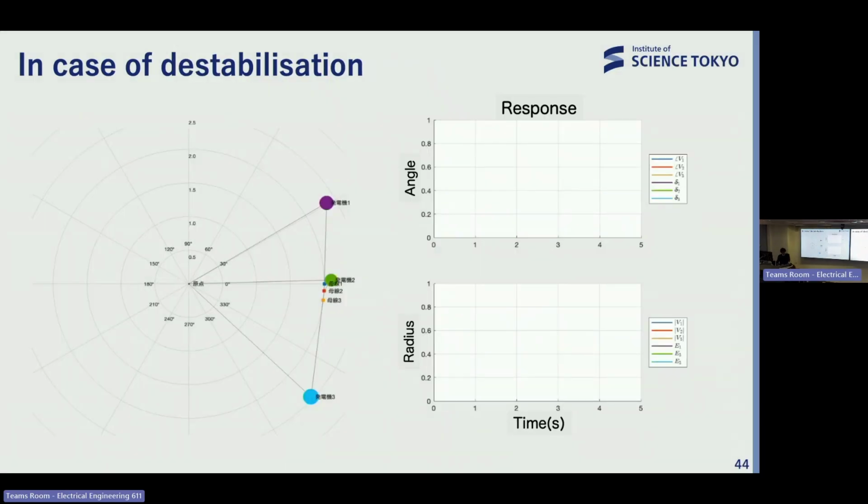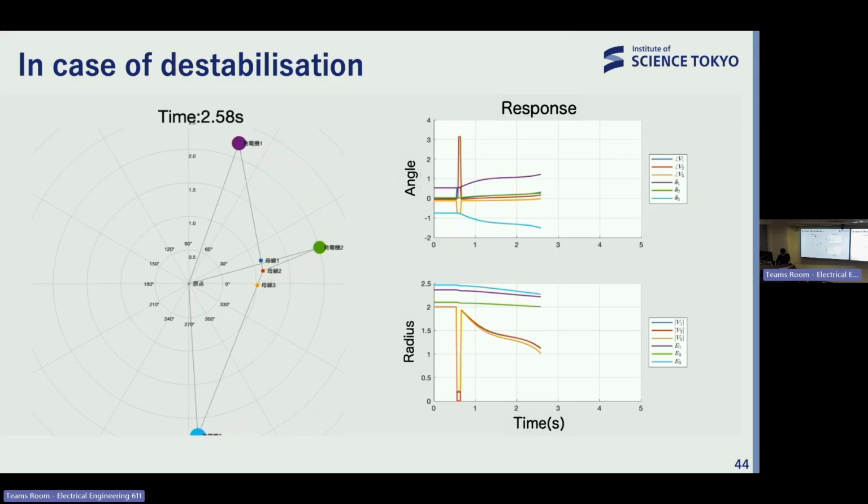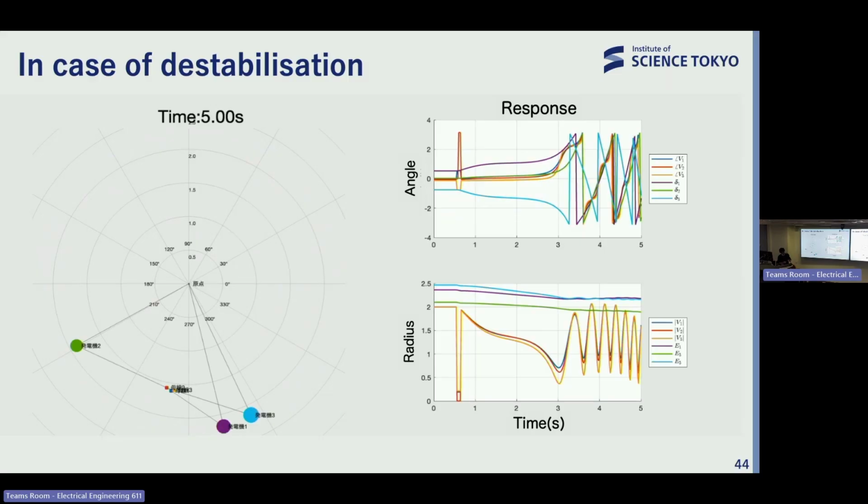On the other hand, let's consider a scenario with a larger disturbance. If a significant disturbance occurs, the angle between the nodes becomes too large and restoring forces are lost. This situation can be visually understood through the animation on the slide.